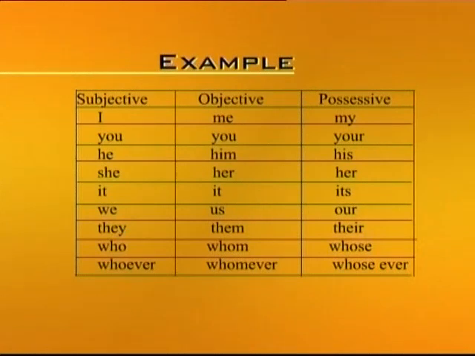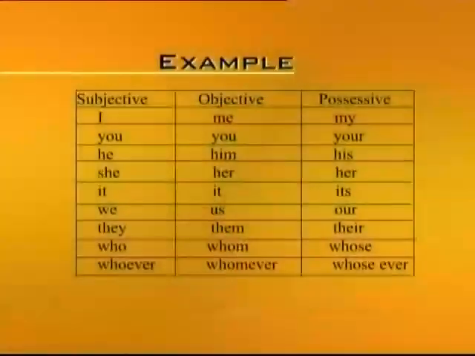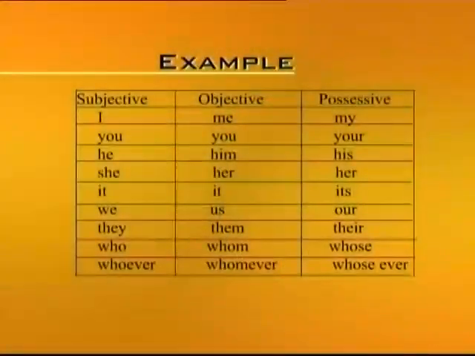जैसे कि आप देख रहे हैं, subjective pronouns हो गए I, you, he, she, it, we, they, who, whoever, जिसमें जो subject है वो pronoun के तौर पे लिखा जा सकता है. Objective pronouns हो गए me, you, him, her, it, us, them, whom, whomever. और possessive जब किसी चीज की possession की बात की जा रही है तब वो pronouns हो गए my, your, his, her, its, our, their, whose, whosever.